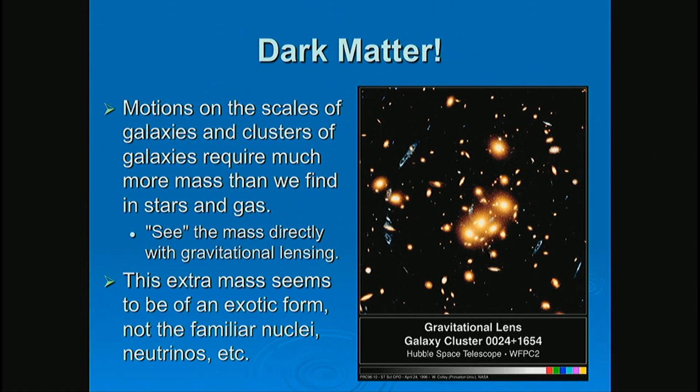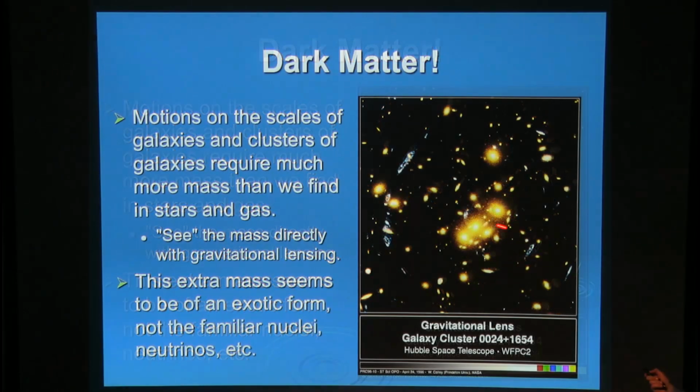These days, we can actually see this quite directly with gravitational lensing. This is a cluster of galaxies. All the yellow objects are galaxies in the cluster, and they're actually bending the light of a galaxy in the background. This is the same galaxy seen 4 times, being bent by the cluster. So from this, we can quite directly infer the amount of mass that must be in this cluster. And it's much larger than what the stars would provide.